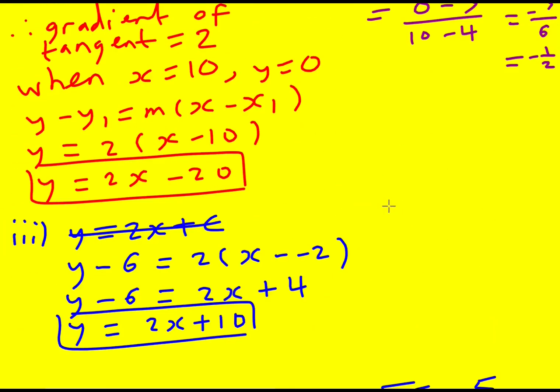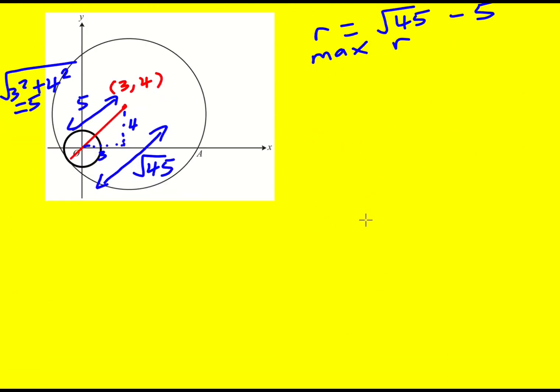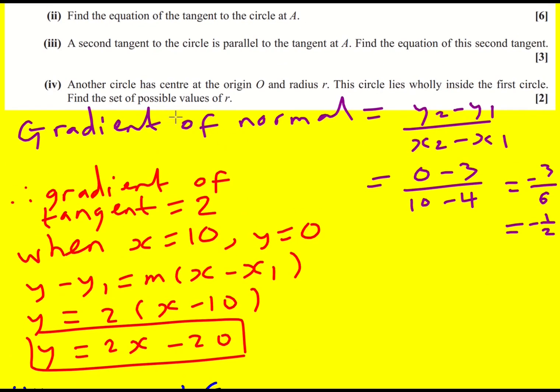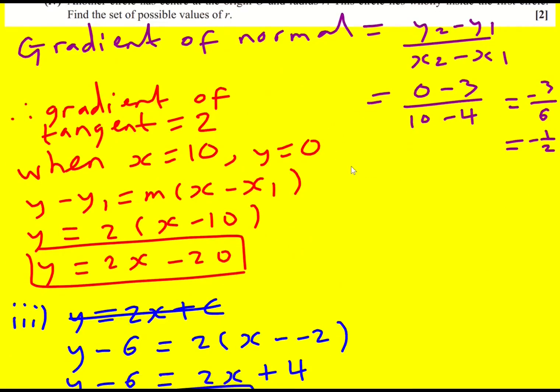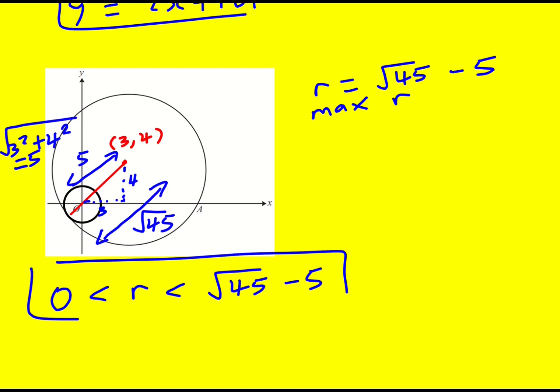So we're actually asked for the range of values if it's entirely within. Now it has to have a radius greater than 0 to be a circle. So we're going to get that 0 is less than r, and this is going to be less than root 45 minus 5. For it to lie inside the circle, it actually needs to be less than this. Otherwise, it could kind of partially overlap, but it's got to be wholly inside. So that is our answer.